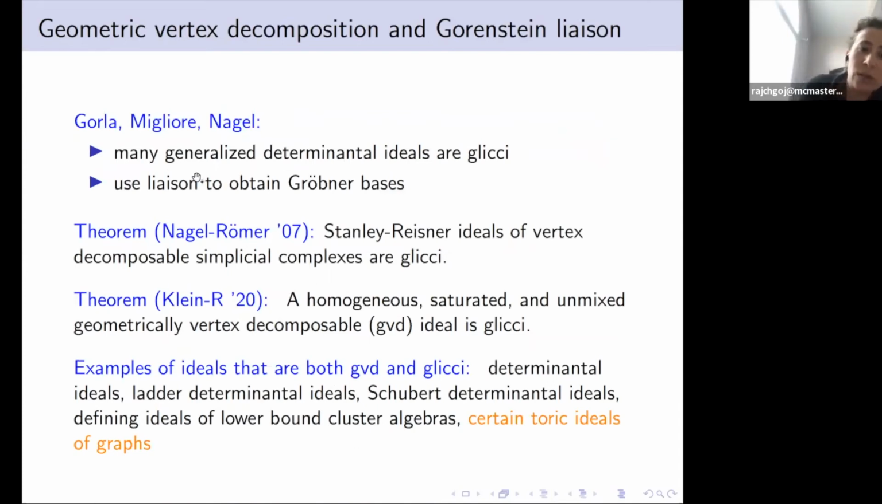Gorla, Migliore, and Nagel showed that many generalized determinantal ideals are Gliecci, and they use liaison to obtain Gröbner bases. Before going further, I want to say that in recent years this Gröbner basis via linkage technique, due to Gorla, Migliore, and Nagel, has been really successful in producing Gröbner bases for ideals of interest to algebraic combinatorics. For example, Patricia Klein has done some work in this direction on certain generalized determinantal ideals.